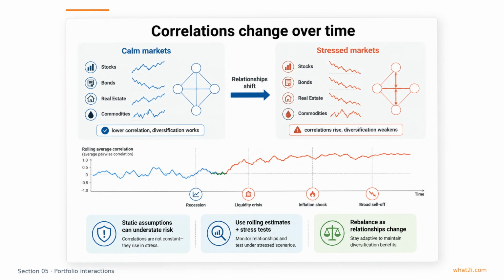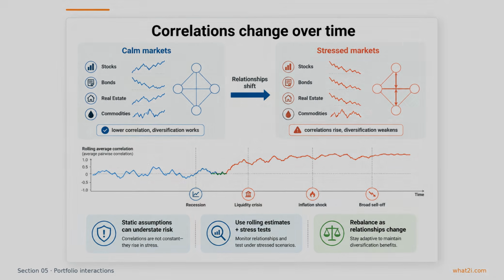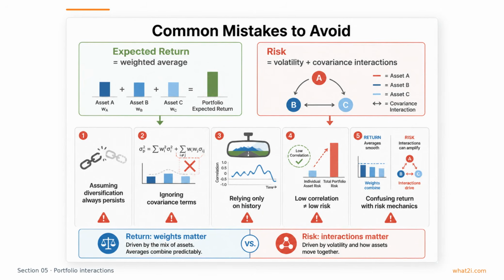Rolling correlation estimates and stress tests help investors see how the interaction structure is evolving. If those relationships shift enough, rebalancing or a broader portfolio review may be appropriate. Many portfolio mistakes come from treating diversification as simpler and more permanent than it really is.